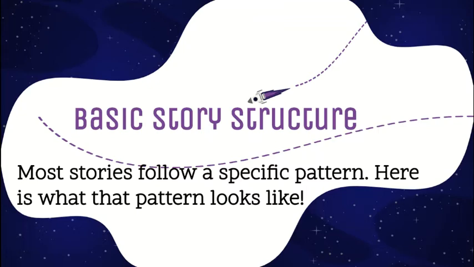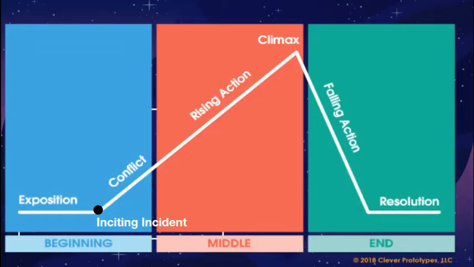And you may have also seen this be called a plot diagram or a story mountain. But essentially, most stories follow a very specific pattern. And here's what that pattern looks like. So you may have seen this before, you may not have seen this before, it's a-okay. This is what we're going to be talking about for today though. So this is what most stories look like. This is kind of the pattern that most stories follow.